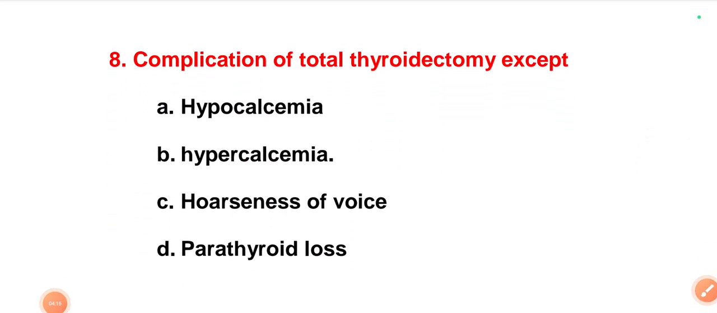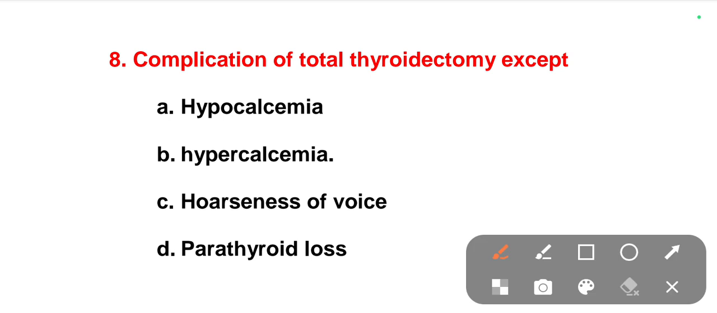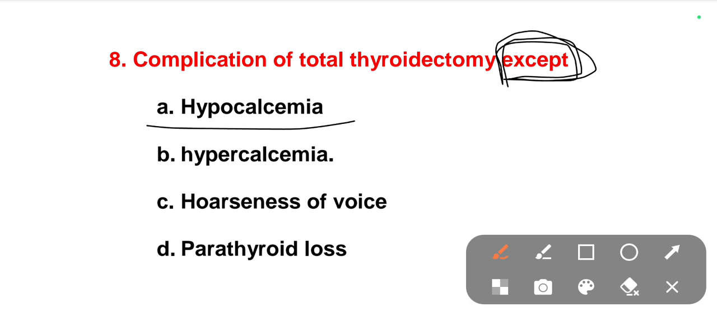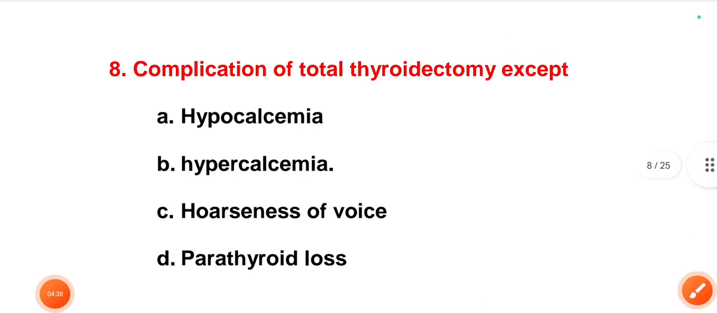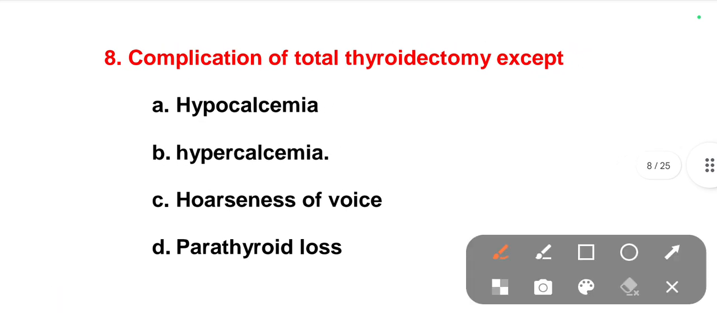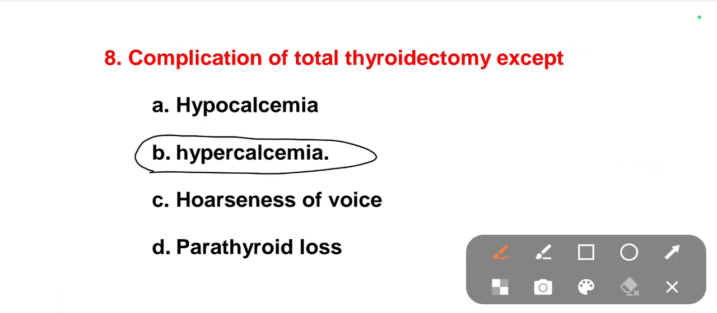Complication of total thyroidectomy except. Okay, except, just keep in mind only except. Options are hypocalcemia, hypercalcemia, hoarseness of voice, parathyroid loss. The right one is hypercalcemia. Okay, so hypercalcemia will not be present in the case of total thyroidectomy.